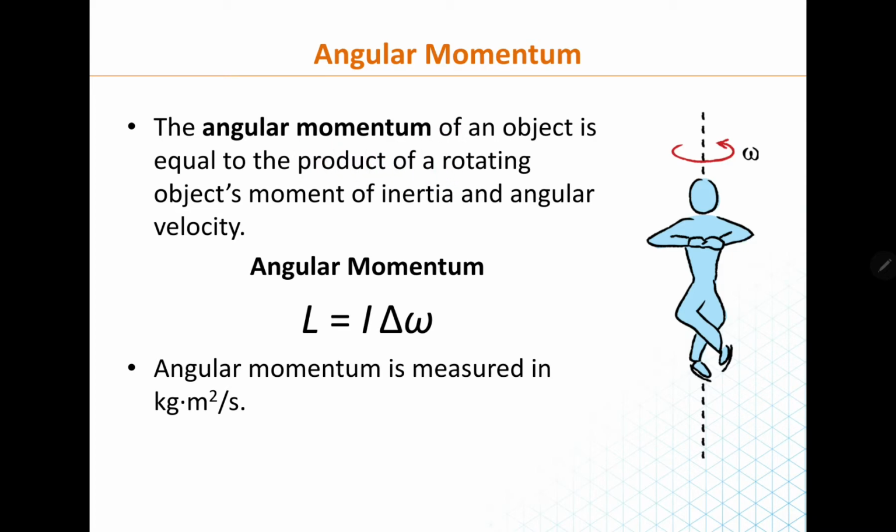From the definition, we said that it is equal to the product of a rotating object's moment of inertia, which is I, and angular velocity, meaning delta omega. So angular momentum L equals I delta omega. Angular momentum is measured in kilogram meter squared per second. This is the unit of angular momentum. As you can see here, I delta omega represents the right side of the general equation.